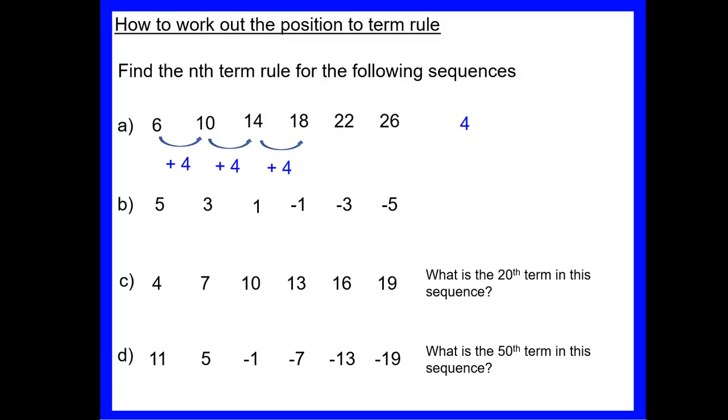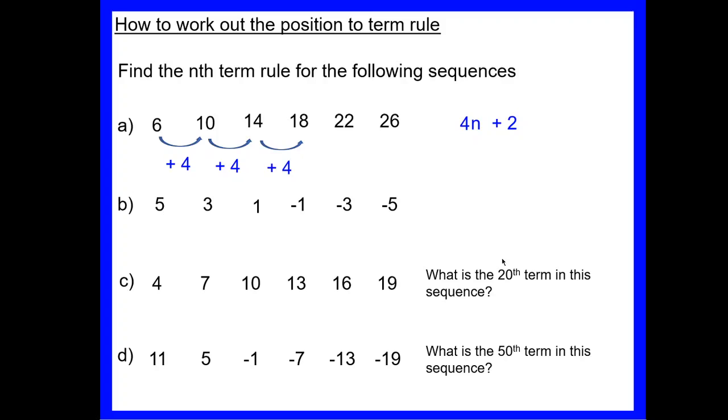So we write down the 4. We put an n after it. Now we have the number 4. We'd like our first number to be 6. So to get from 4 to the number 6, we would need to add 2, and we put that at the end, and we're done. Let's try the next one.